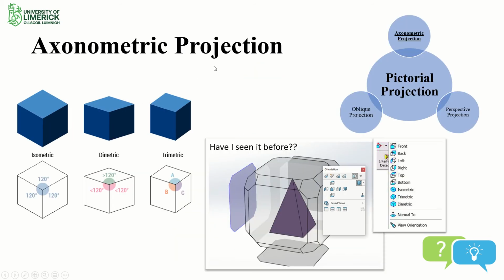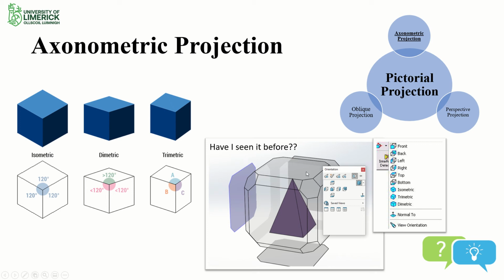Now, for axonometric projection, there is 3 subcategories or 3 different sections that it can be broken down into, which would be isometric, diametric, and trimetric. Now, the difference between all these is just the angle at which you look at the object itself. You more likely have heard of these before, especially isometric, which would be the most common one people use, but you would have also seen them while using SolidWorks.